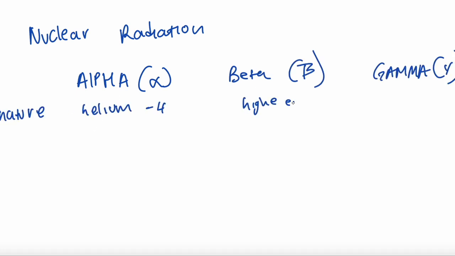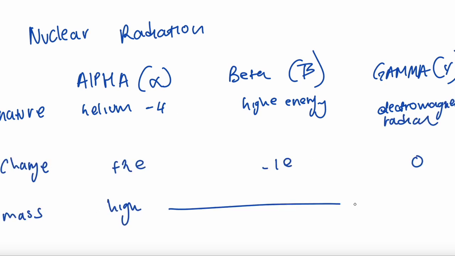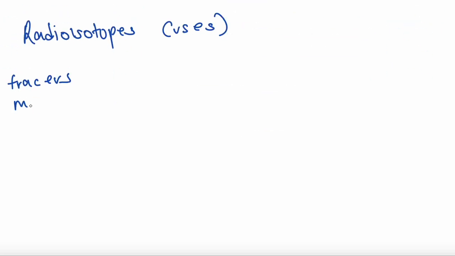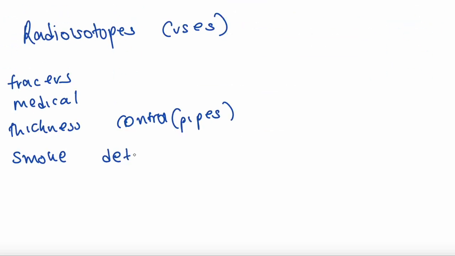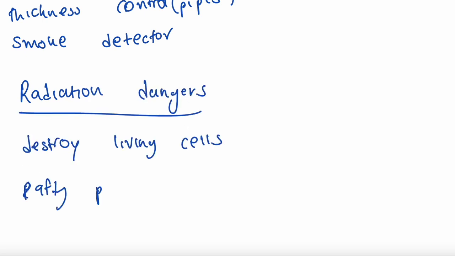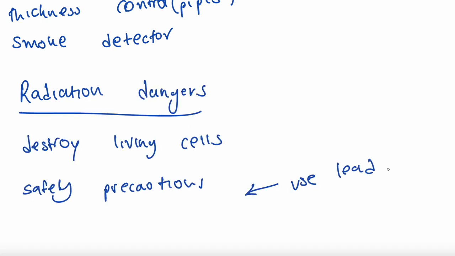The nature of alpha is helium-4, beta is high energy electrons, gamma is electromagnetic radiation. Charge is positive, -1, and 0. Mass goes from high to low, and penetration from low to high. Radioisotopes are used as tracers, in medicine, and in smoke detectors. Radiation dangers: it destroys living cells. And to prevent this, use lead containers.